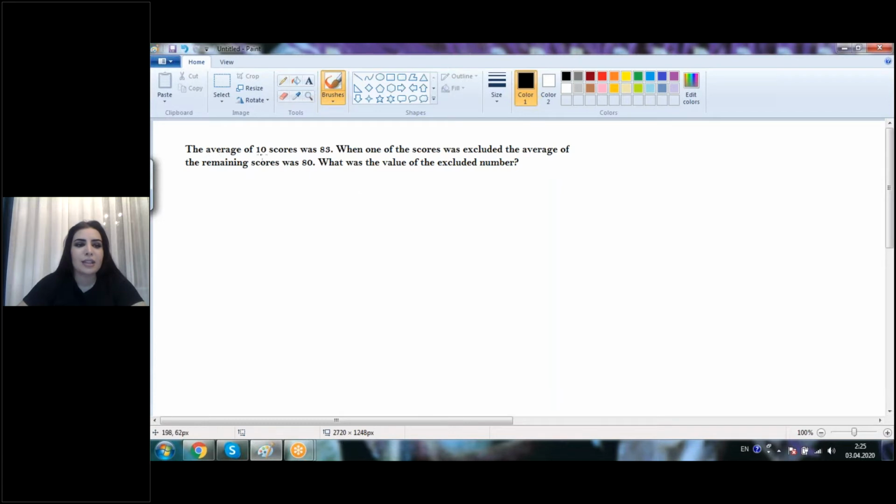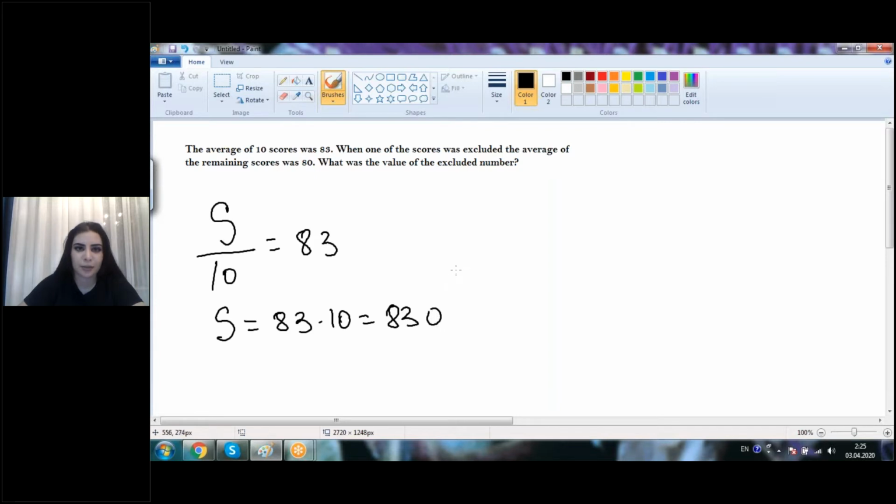First, they say that we have the average of 10 scores, which was 83. Actually, we don't know the sum of all the 10 scores, but let's assume that it was S. So as we know, to find the average, we should divide the sum of all the 10 given numbers by their amount, which is 10. And the average was 83. So from here, S will be 83 multiplied by 10, which is 830.